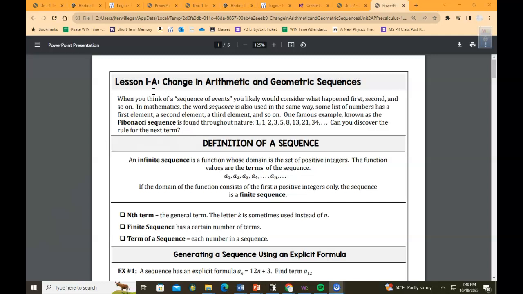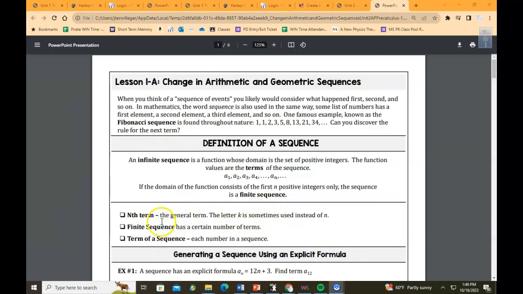That's cool. Alright, so let's talk more about sequences, not in geometry, but in pre-calc terms. An infinite sequence is a function whose domain is the set of positive integers, such that you have a1, a2, a3, a4, all the way up to a sub n. So the domain is positive integers only. If the domain is limited, then it's a finite sequence.